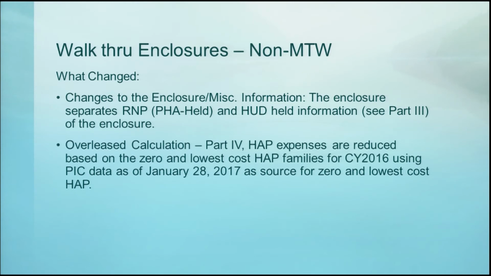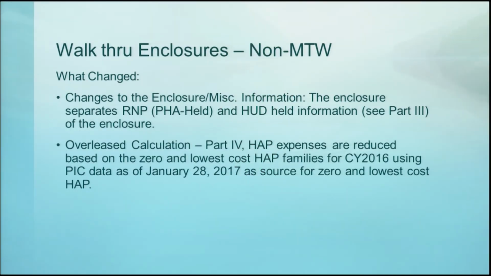Changes made to the enclosure include separation of PHA and HUD amounts. This update was to clearly see cash amounts in HUD-held reserve and PHA RMP. This was actually done on the previous enclosure in June, but is now on the enclosure going forward. The overlease calculation is in part 4, where HAP expenses are reduced based on zero and or lowest cost for HAP families for calendar year 2016. Overleasing uses PIC data as of January 28, 2017 as the source data for this calculation.